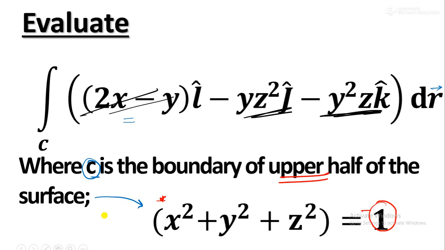Okay, if you haven't watched my previous lecture, you can go to the previous lecture and watch where I have discussed for which curve you will have to take which theorem, Stokes, divergence or Green's theorem. So this is the way to solve such a problem.